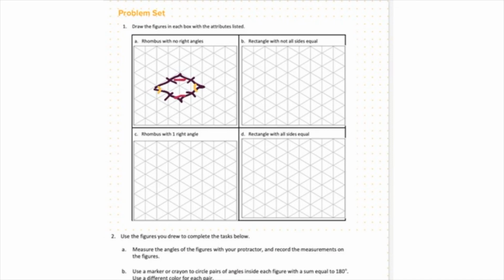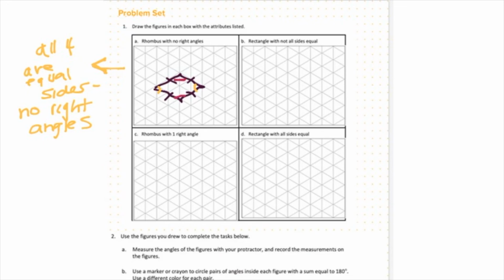So the attribute listed is that all 4 sides are the same and no right angles. That's what you're going to write next to it. So you've drawn it. All 4 are equal sides. No right angles. Moving right along, B now asks us for a rectangle with not all equal sides.